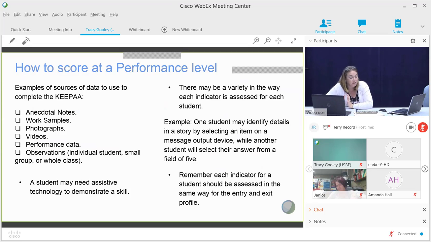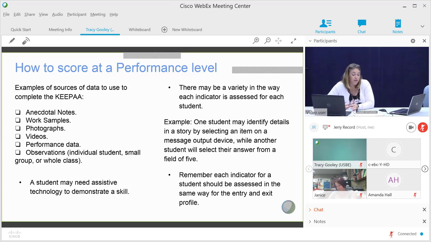So just remember that each student is going to demonstrate these skills differently, but what you want to keep in mind is that for each indicator, you would want to have that student assessed in the same way from entrance and exit, the best that you can.